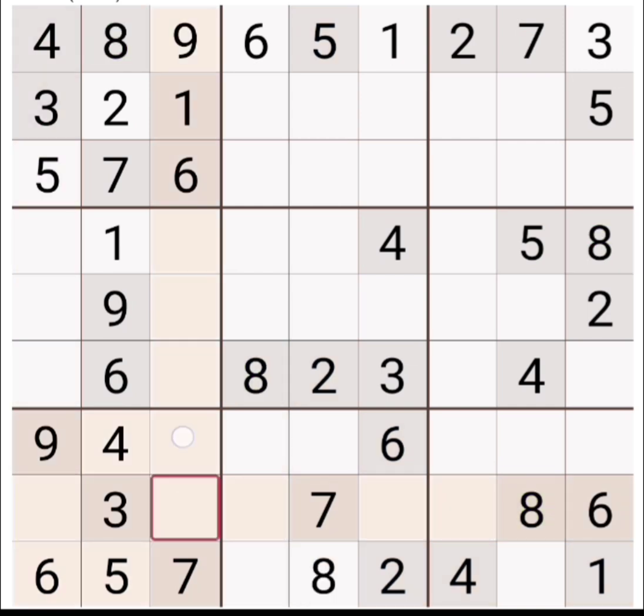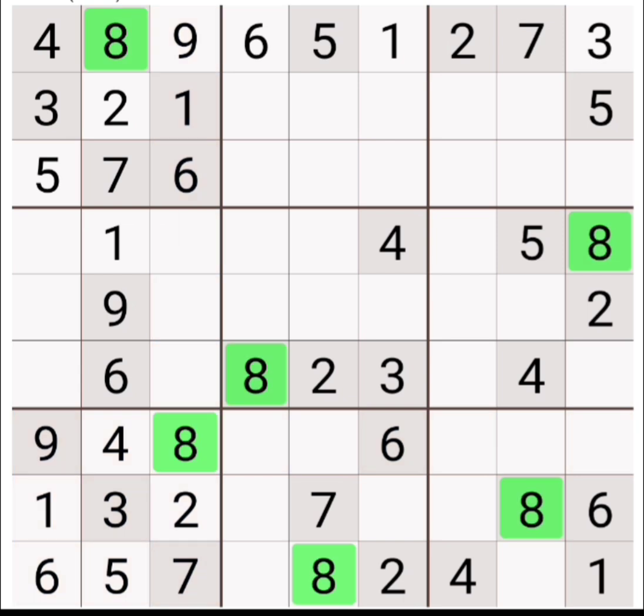Now let us complete this box. In this box, 9, 4, 3, 6, 5, 7 are there. 1, 2, 8 are missing. So 1 we cannot write in these two cells as 1 is there in the same column. So 1 will write here, and 2 and 8 are missing. So 8 we cannot write in this cell because 8 is there on the right hand side of this cell. So we'll write 2 here and 8 in this cell.